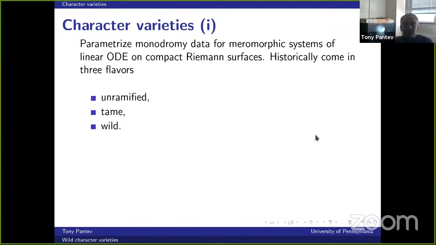And they parametrize monodromy data for systems of linear ordinary differential equations on compact Riemann surfaces, and the systems will have analytic or meromorphic coefficients. And those guys historically come in three flavors. They could be unramified, tamely ramified, or wildly ramified.